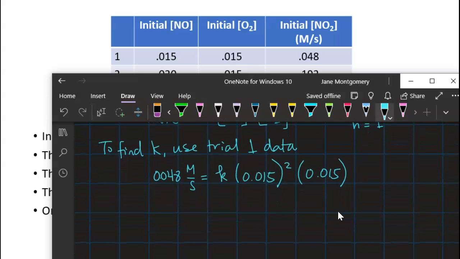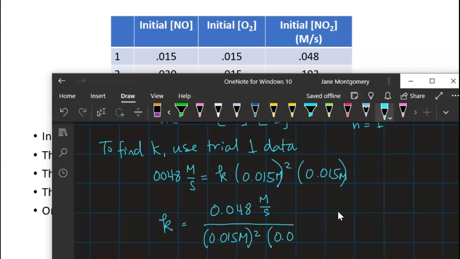Okay, so then we can solve for K. K is going to be equal to 0.048 molar per second, and this unit is molar here, and this unit is molar here. So we divide by 0.015 molar squared and 0.015 molar. You can put that into your calculator. Pause the video, put it in your calculator and make sure that you're getting the same answer as me.